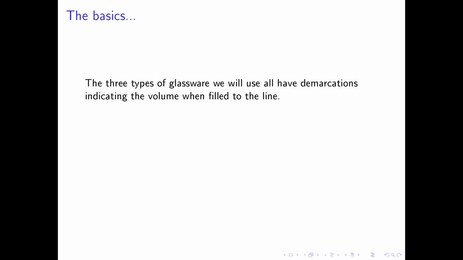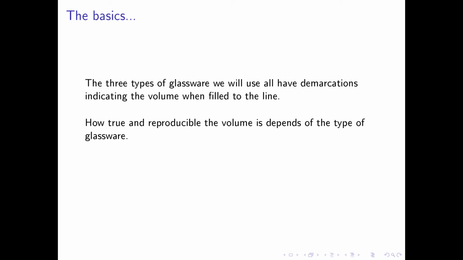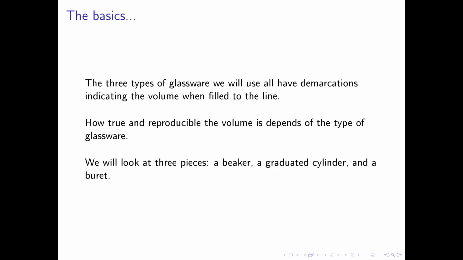The three types of glassware that we will use all have demarcations or graduations indicating the volume when filled to the line. How true and reproducible the volume is depends on the type of glassware. As mentioned before, we will look at three pieces: a beaker, a graduated cylinder, and a burette.